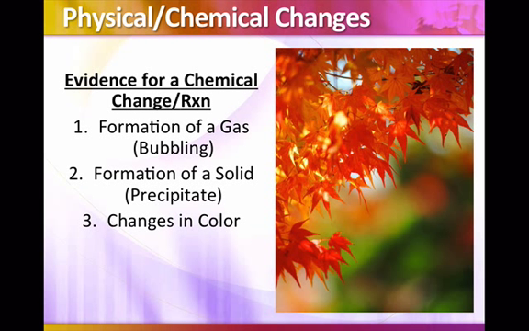If you see a change in color, so maybe I take 2 clear liquids, I dump them together, and all of a sudden I have a yellow liquid, that indicates to me that there's a new substance that wasn't there before because of the different color. The same thing goes for over here. In fall, when you see all the leaves change color, they're going through a chemical process, they're going through a chemical reaction, and that's what causes them to change colors.